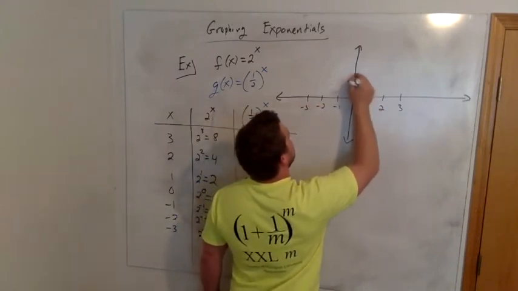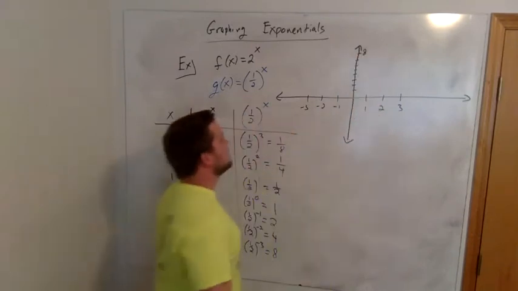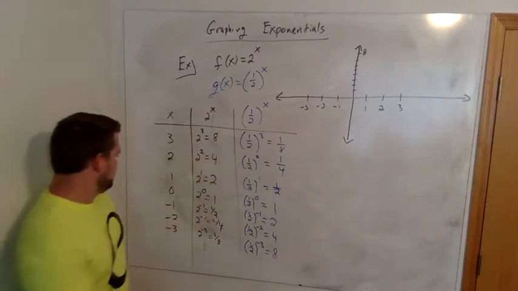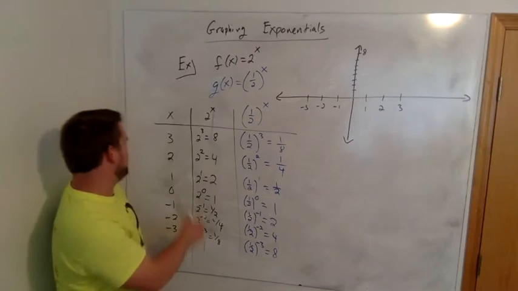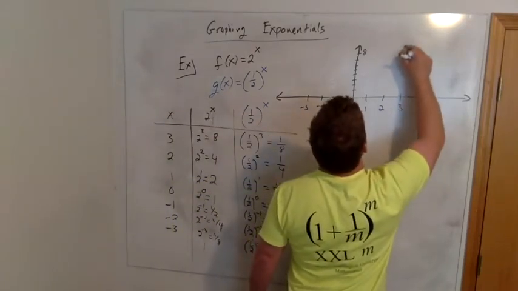1, 2, 3, 4, 5, 6, 7, 8. So let's say this is 8 right here. Okay, so for 2 to the x, if we plug in 3, we get an output of 8.